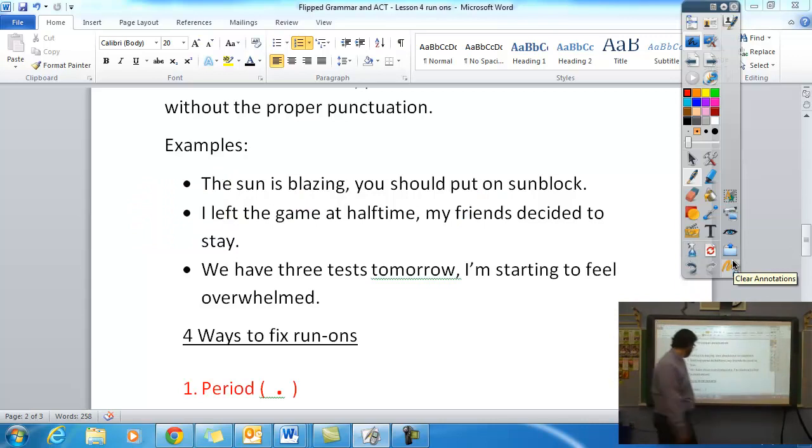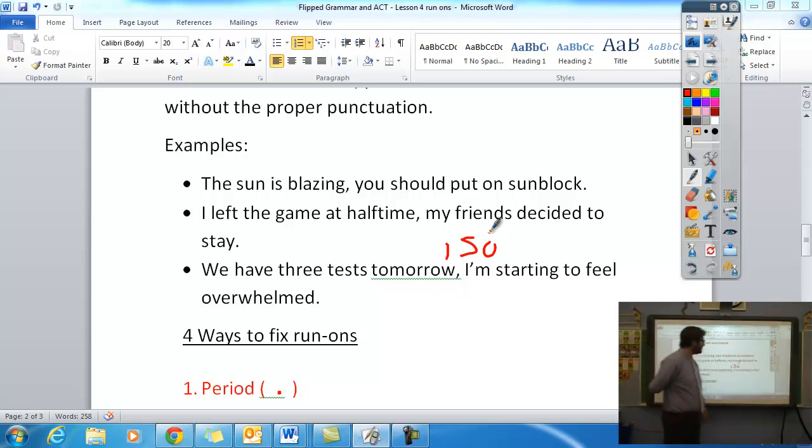How about the last one? We have 3 tests tomorrow, I'm starting to feel overwhelmed. Again, we could put a period. Or we could put a semicolon. Or we can use a fanboy. Which fanboy would work? We have 3 tests tomorrow, comma, so I'm starting to feel overwhelmed, right?